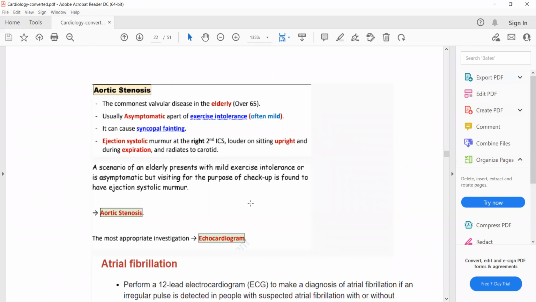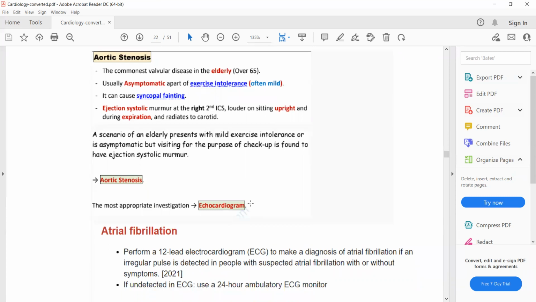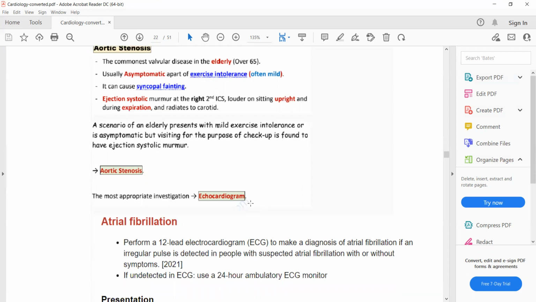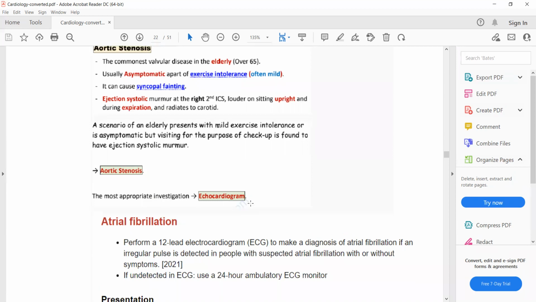Now, aortic stenosis means the valve is narrow and it fails to open properly. So normally the aortic valve should open during systole. So aortic stenosis will produce an ejection systolic murmur, and the aortic area is located in the right second intercostal space. And as it's a left-sided murmur, it will be loud during expiration. And the murmur of aortic stenosis radiates to the carotid artery.